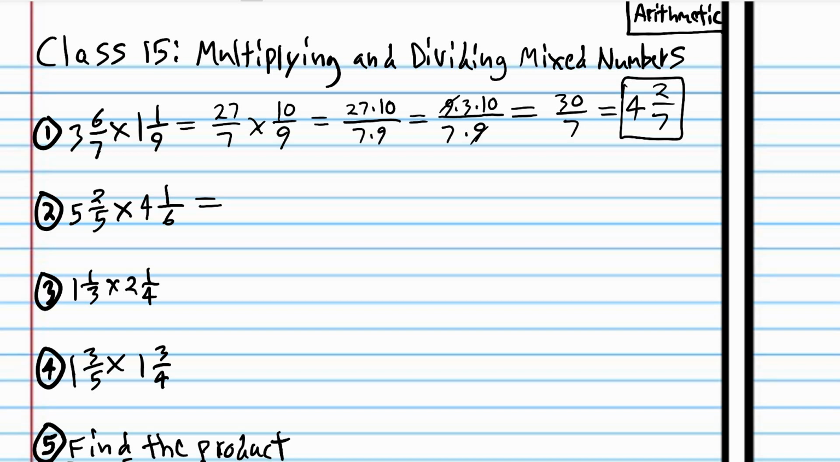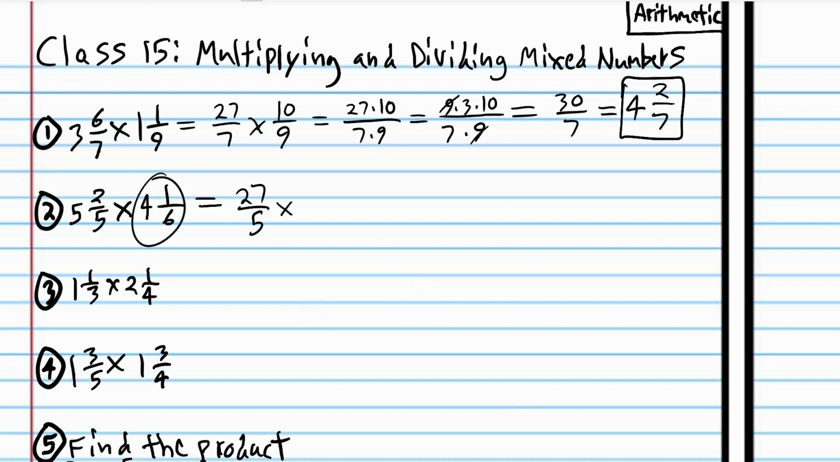All right, so next problem, same thing. We're going to convert 5 2/5 to an improper fraction. And in case you forgot how to do that, by the way, I didn't explain it on the previous problem, but you take 5 and multiply it by 5, then you add it to 2 to get 27, and you keep the denominator. So 5 times 5 is 25, plus 2 is 27, and keep your denominator.